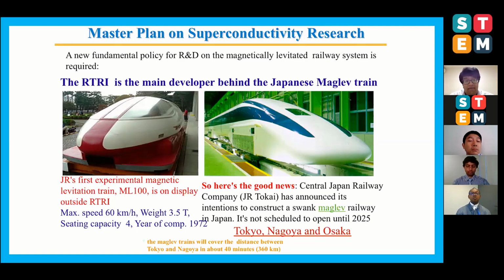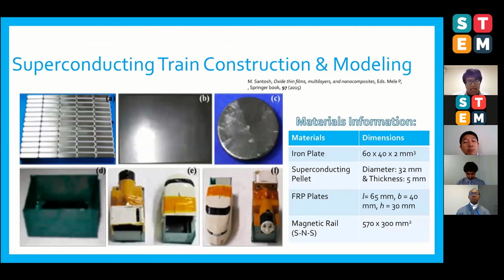But I believe these are run by liquid helium. So after looking at this news, I came to the question of why I can't develop my own prototype of the maglev train, and instead of running it with liquid helium, why not liquid nitrogen? Because liquid nitrogen is much easier to utilize and much more cost effective, I guess. So this is the superconducting train construction and the modeling procedure.